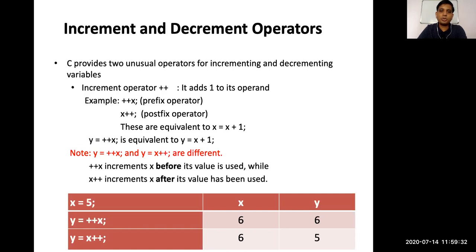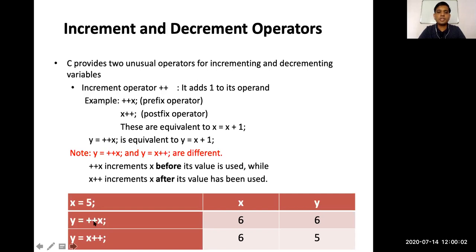But there are again two formats of this increment operator. First one is known as pre-increment and the second one is post-increment. Now pre and post we will see here. So what is pre and what is post? I will explain with an example. Let's see the example. First one is x is equal to 5. Now when x is equal to 5 and you are assigning plus plus x to y, so y is equal to plus plus x.